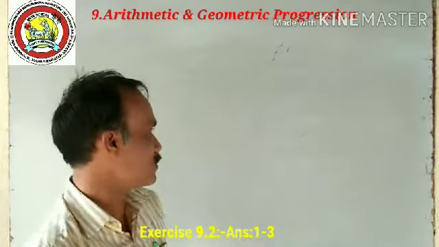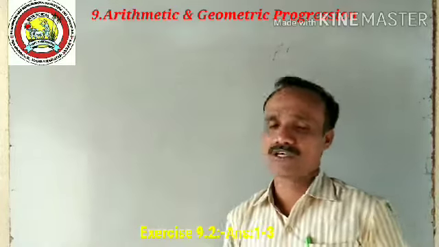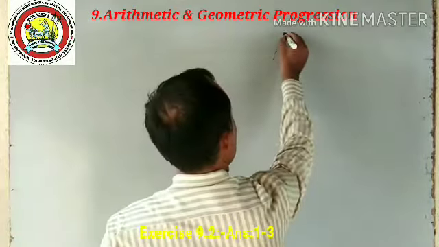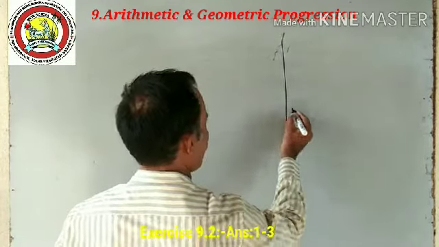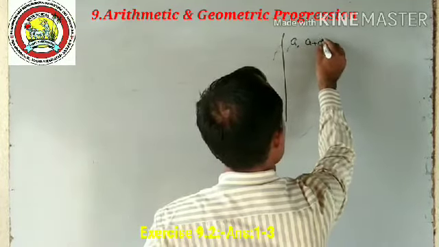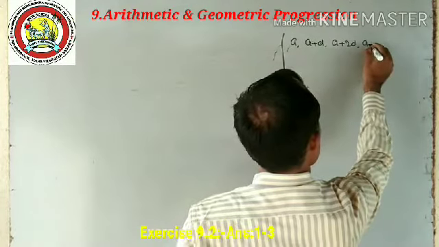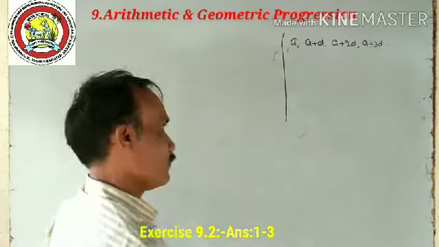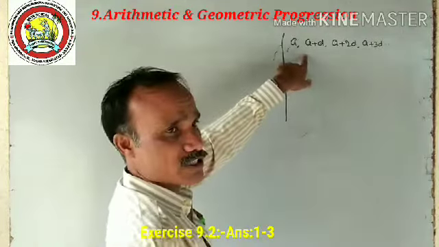Friends, in previous classes we have discussed many formulas on arithmetic progression. Very important, I will write here. The standard form of AP is a, a plus d, a plus 2d, a plus 3d. This is the standard form of AP. While you are finding the terms, you must compulsorily use this standard formula.